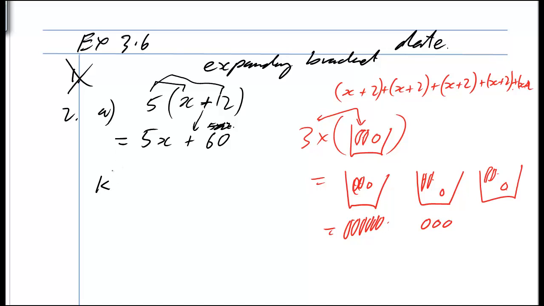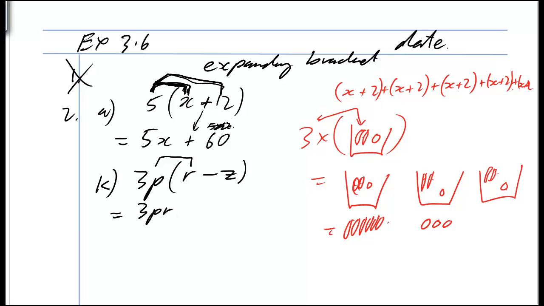So if we have a look at k in the exercise, we've got 3p outside of (r take z). So we've got 3p multiplied by these brackets. Remember what we did up here: you get the number in front of the brackets and multiply it by the first term inside the brackets. So 3p times r is 3pr. Then you multiply the thing out the front by the second term in the brackets. So we've got 3p times z, which is 3pz. Now what's the symbol in between them? It's a minus, so you put a minus there. Okay?